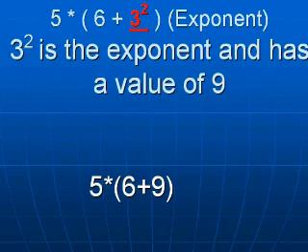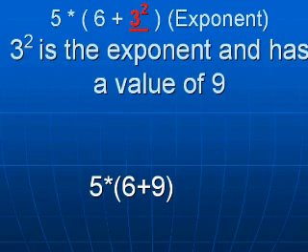The problem we have before us is 5 times parentheses 6 plus 3 squared close parentheses. Now what we have here, students, is a problem with parentheses, but we have to do everything in parentheses first. Inside the parentheses is an exponent. 3 to the second power will be known to be the exponent, so we must solve that problem first. That part is noted in red. 3 to the second power is the same thing as saying 3 times 3. 3 times 3 has a value of 9.